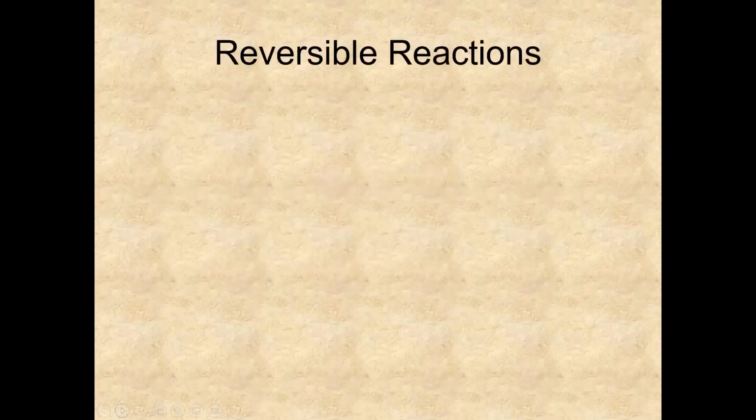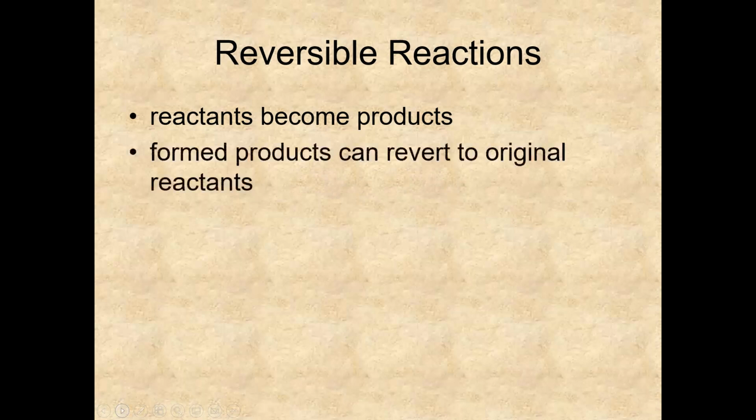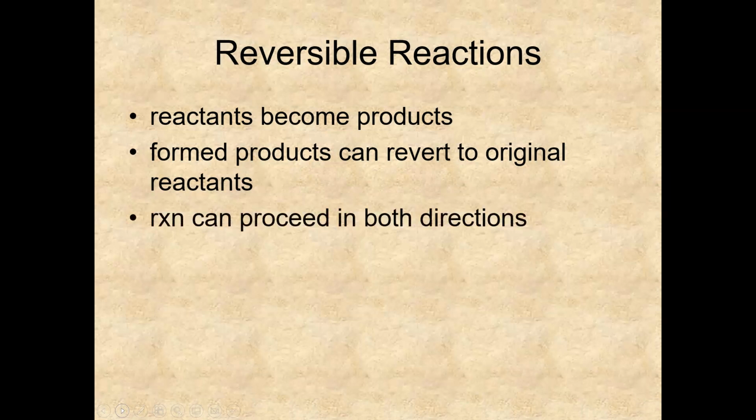Alright, so like I said, we tend to use these with reversible reactions. So in a reversible reaction, normally we write a reaction where the reactants are becoming products. During reversible reactions, the products that were formed can revert and change back into the original reactant. So you have a forward reaction and a reverse reaction occurring simultaneously. So the reaction can proceed in both directions.